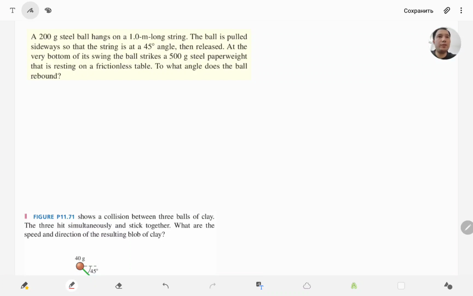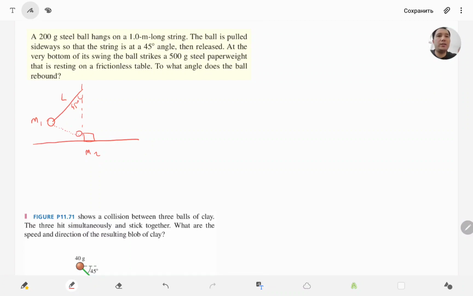So first let's draw it. This is our object, length L, mass M1, and it was released. This angle is equal to 45 initially. Then at the bottom here we have a second object, mass M2. Yes, this is a horizontal surface. Basically, here it will collide with the second object.